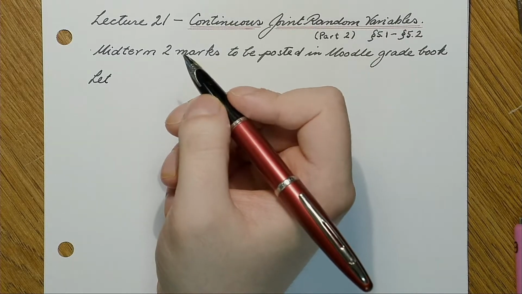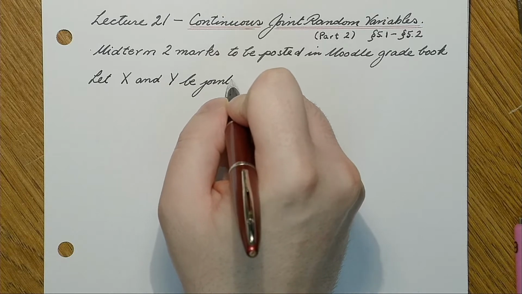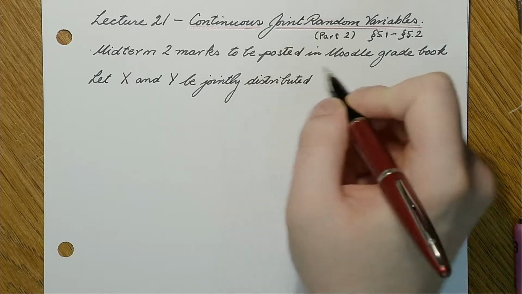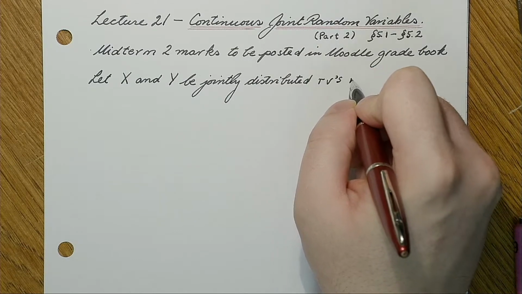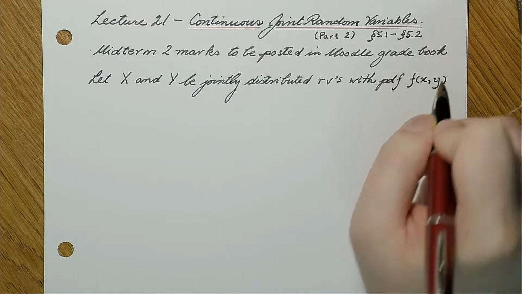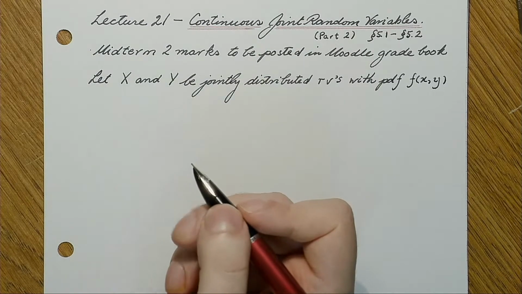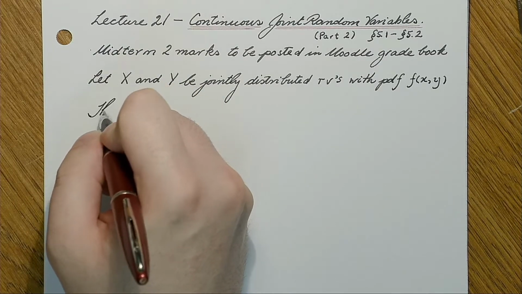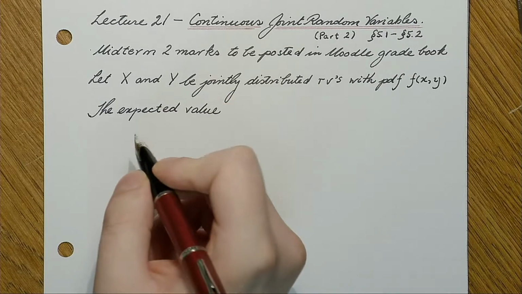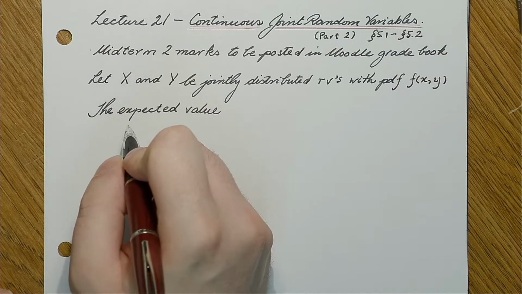So let X and Y, we'll say, be jointly distributed random variables with PDF f of x and y. So then let's talk about the expected value. Let's say now we had marginal distributions, so we can write it in terms of marginal distributions.